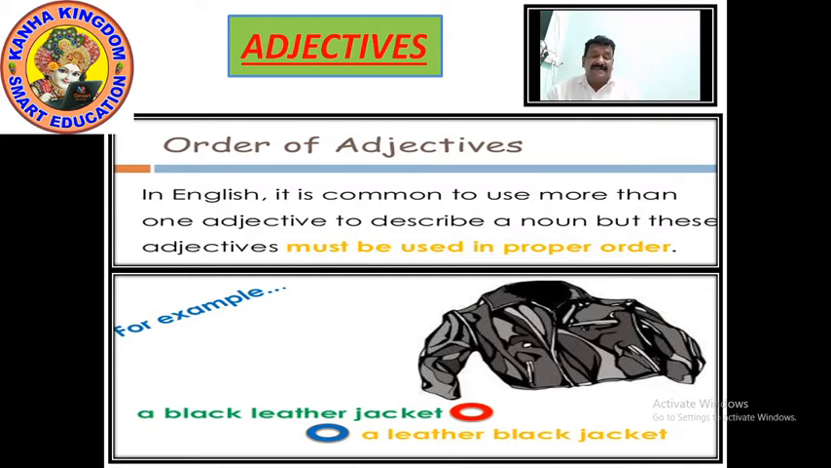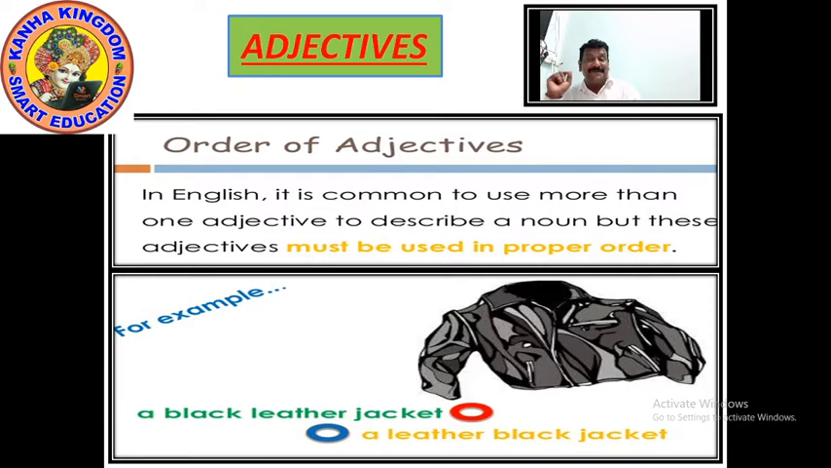What is the order of adjectives? In English, it is common to use more than one adjective to describe a noun. As we have seen in the last example, there were two nouns and both were described. But these adjectives must be used in a proper order. For example, you can see a black leather jacket, right? A black leather jacket, a leather black jacket.